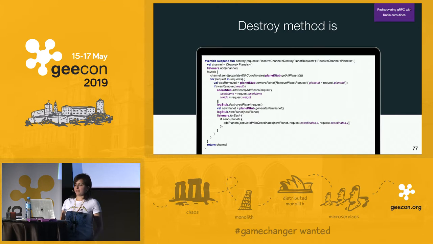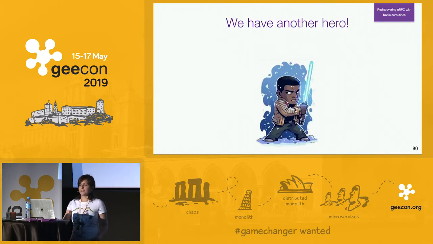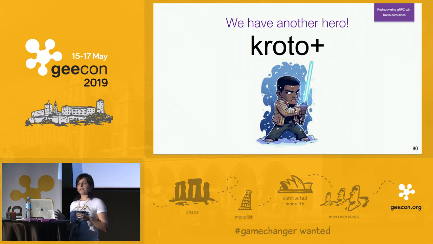So actually I like it, and this way is okay, but the main problem of it is this launch. Because if we write without this launch, we'll have a problem, because we need to do this in a separate coroutine, and we need to return our channel. It's because of how gRPC Kotlin is built. But wait, we can have another hero. Another hero is called Crotoplus. Crotoplus is another library that you can use instead of gRPC Kotlin, and it solves this problem in a little bit different way.